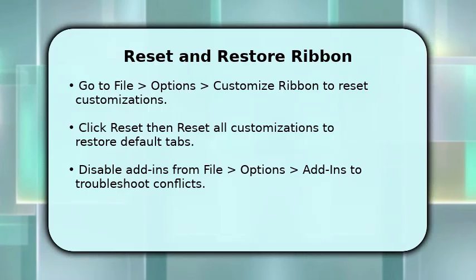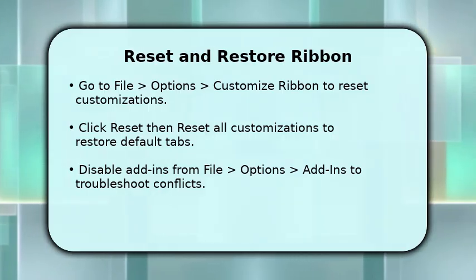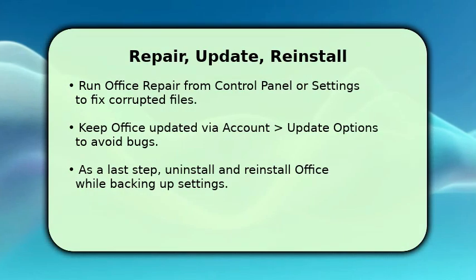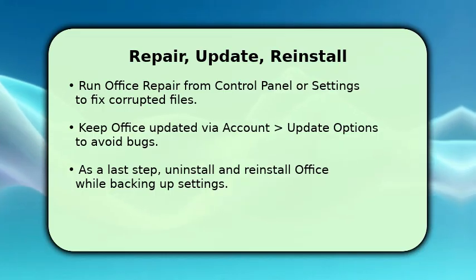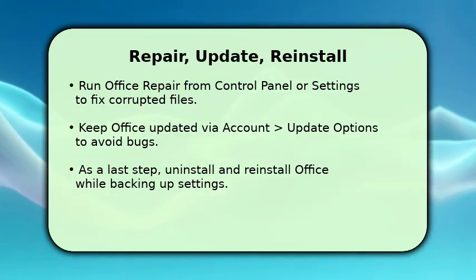If menu issues persist, run Office Repair from Control Panel or Windows Settings. Choose Quick Repair first, then Online Repair if problems continue. Backup custom templates and Ribbon XML before major changes.